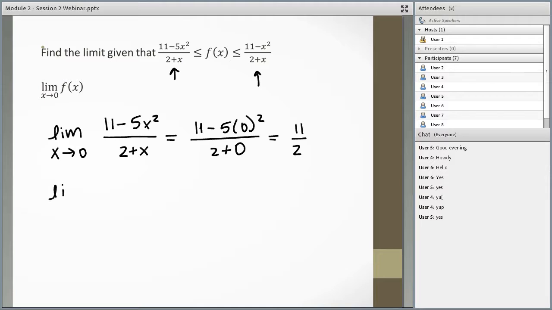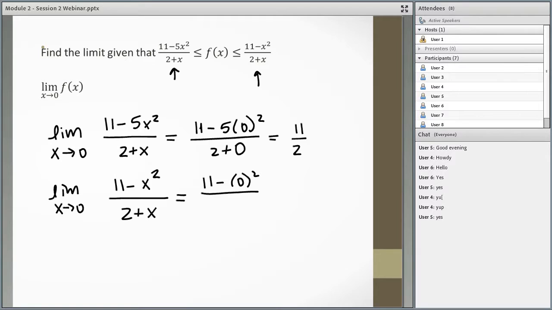Now let's take the limit of the other function, the larger function. So we have (11 minus x squared) over (2 plus x). And again, we have the same denominator. The only issue that we would come across would be when x equals -2, but our limit is approaching 0. So we can do a direct substitution again. And do we get the same thing? We do. We get 11 over 2 again.